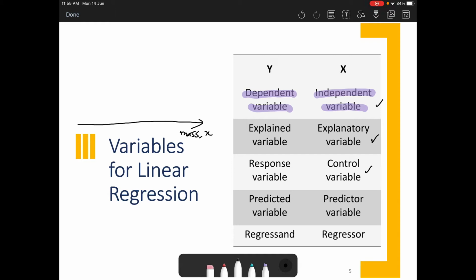Okay. And then for a fixed value of x, we have the response variable in terms of y, the dependent or explained variable here in the y direction. So let's say we have y here in terms of length. So for any fixed mass here, we have a response variable or predicted variable in terms of y. And the resulting readings for y will form a normal distribution.